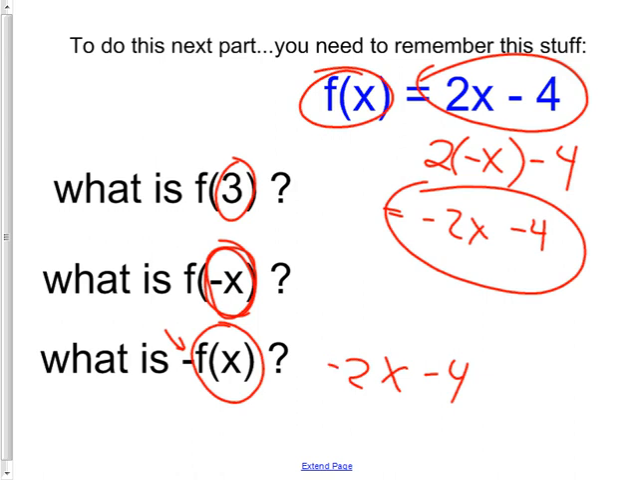Yes, they just stick the negative right there. You get how that's wrong? We want the opposite of everything. So this is my function. I'm going to want the opposite of everything. So the opposite of the 2x and the opposite of negative 4, just plus 4. There's my final answer.